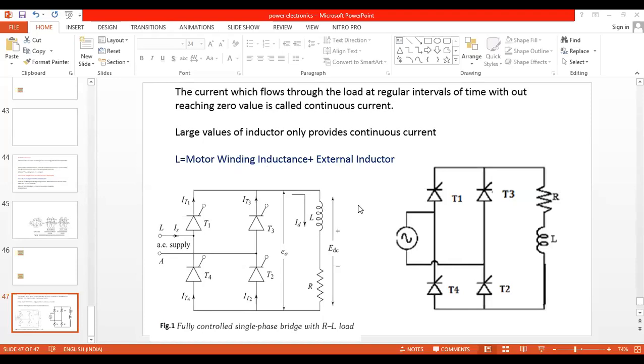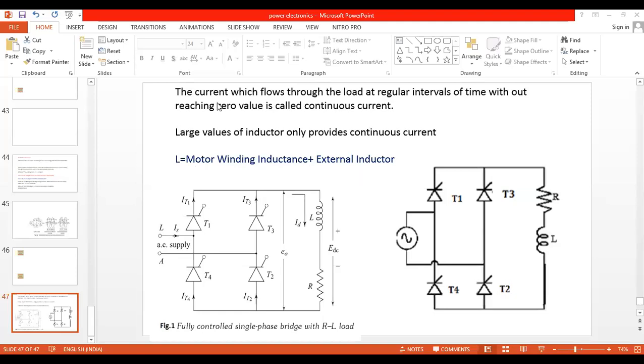Right. So what does this L stand for in the fully controlled converter? Very often, soon after representing the circuit, you should mention what L represents: L equals motor winding inductance, that is armature winding and field winding, plus external inductor. So in our circuit, L represents this particular combination. So what is this external inductor? Why do we have to use this word?